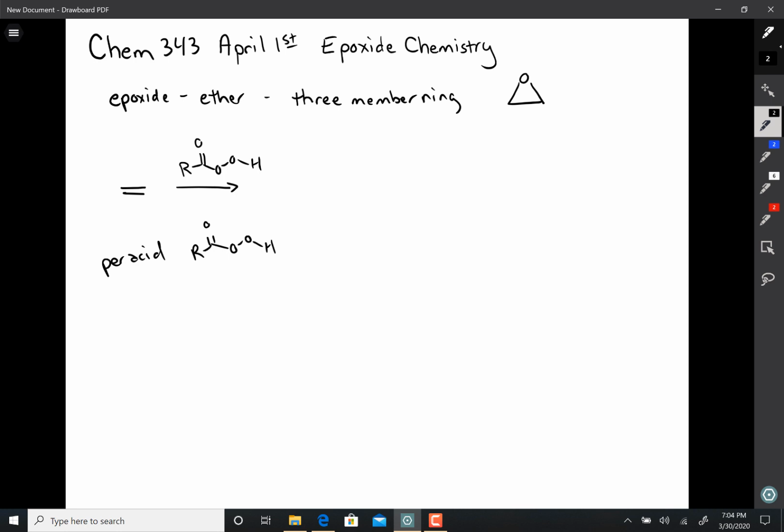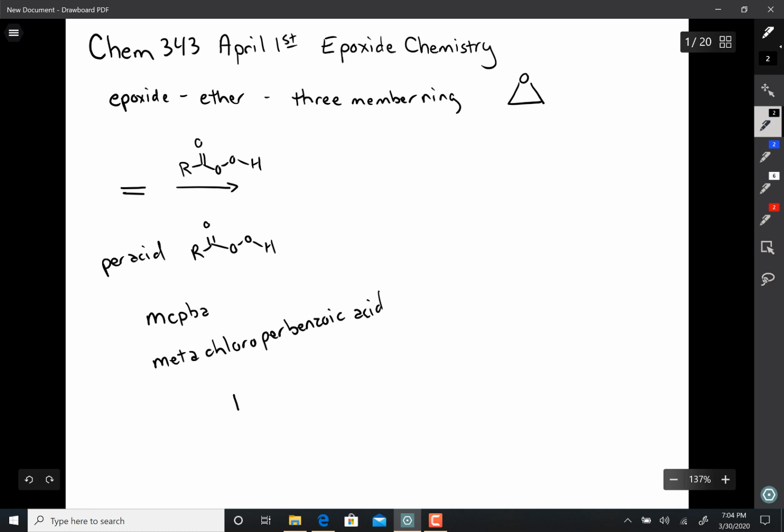And the most commonly used peracid for epoxidations is what is called MCPBA. It's short for meta-chloroperbenzoic acid. And it looks like this. And essentially, you react an alkene with this peracid, and you get an epoxide.